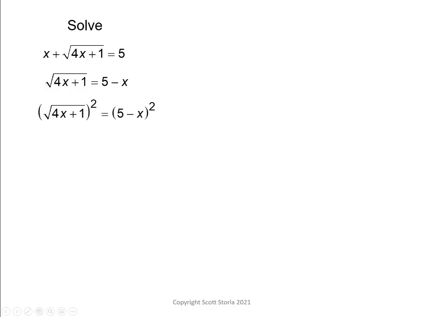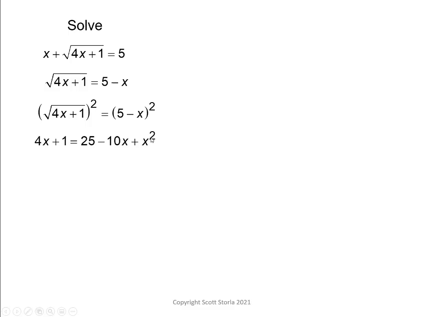Now I'll square both sides. On the left, I'll simply get 4x plus 1. On the right, you have to be a little careful, because at first it's common for people to want to make 25 minus x squared, but that's wrong. Remember that this difference is our base, and we're multiplying two of these factors together. When we do that by, say, FOILing, we'll get 25 minus 10x plus x squared.